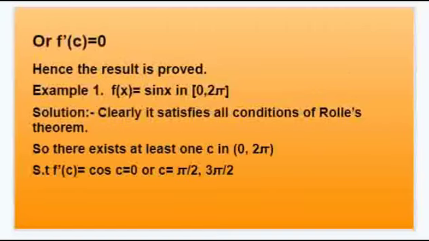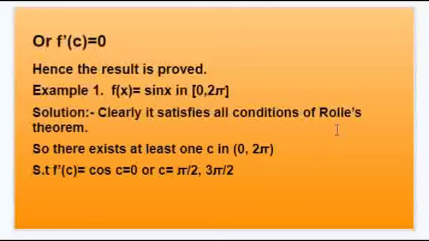In the first example, f of x is sin x in the interval 0, 2 pi. Being a sine function, it is continuous in the closed interval 0 comma 2 pi. Being a sine function, it is also differentiable in the open interval 0 comma 2 pi. f of 0 is sin 0, equal to 0. f of 2 pi is sin 2 pi, which is equal to 0. That is, f of 0 equals f of 2 pi.